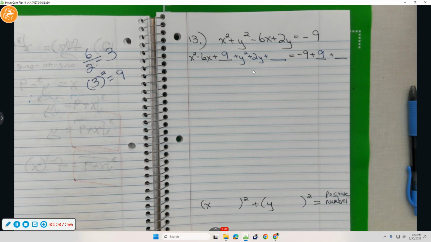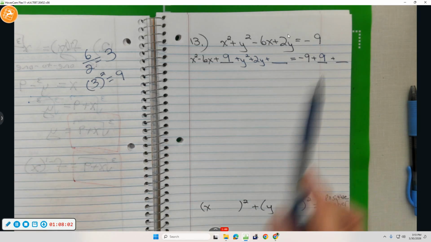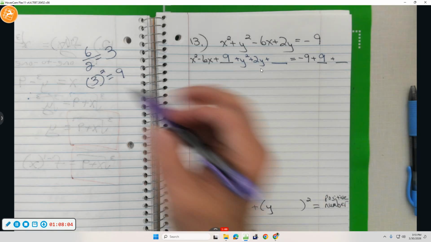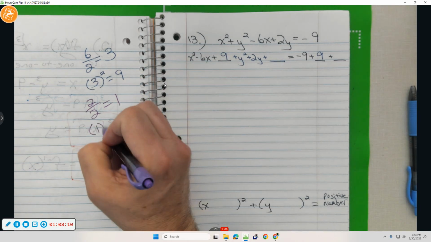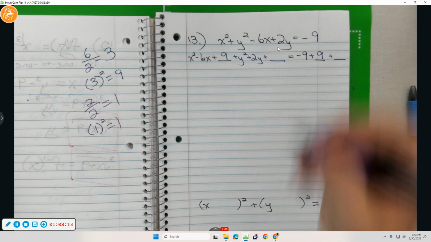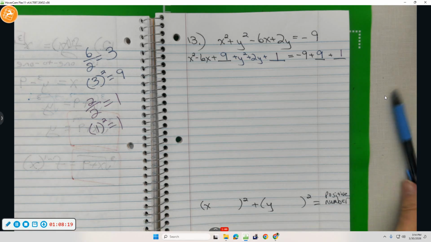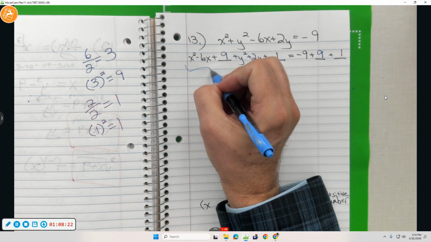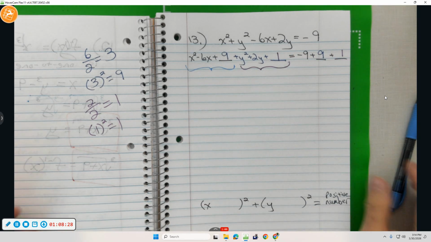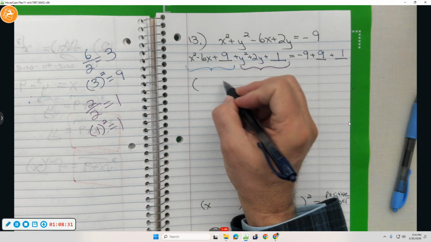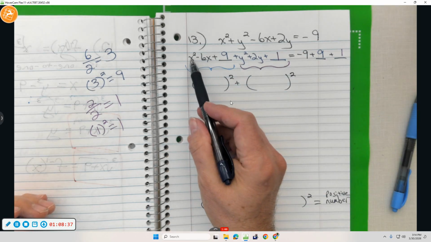Now do the same thing for the y's. What number am I going to put right there? 1, I agree. You would have taken 2. You have to divide it by 2. That gives you 1. And then you square 1. 1 times 1 is still 1. So you add 1 to both sides. And then you're able to factor these things. It should be factored with a square, like you have right here.